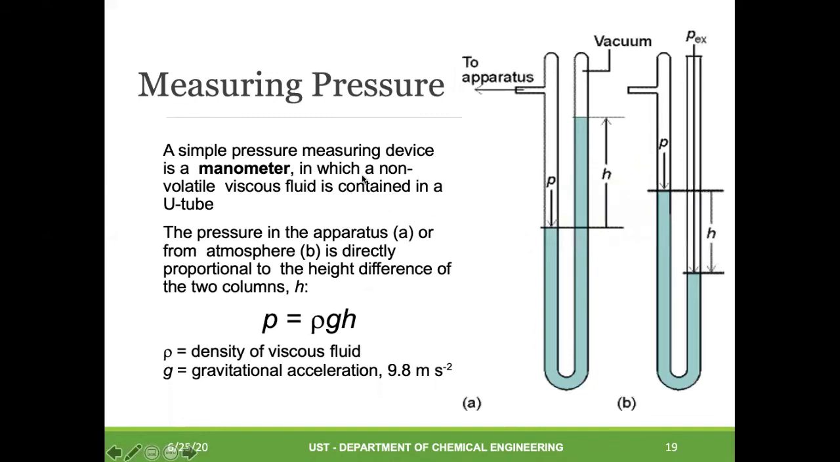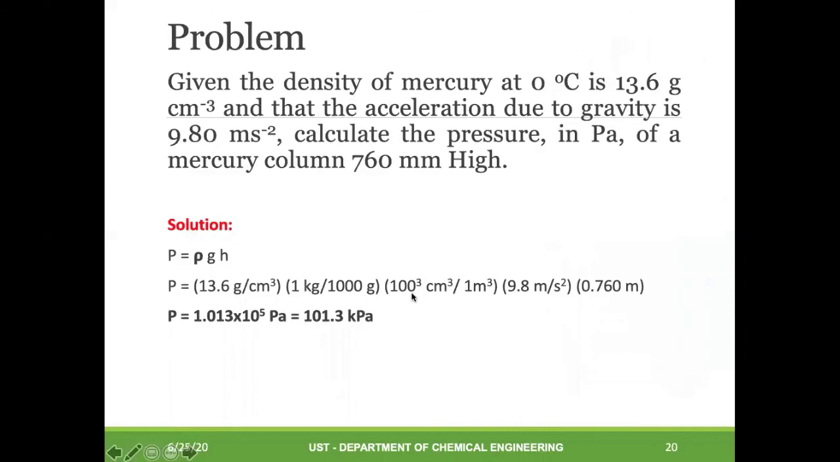And then a simple pressure measuring device is a manometer, in which a non-volatile viscous fluid is contained in a U-tube. The pressure is measured directly proportional to the height difference between the two columns, rho g h. Rho means the density of the viscous fluid. g refers to the gravitational acceleration, 9.8 meter per second squared. And h refers to the height.